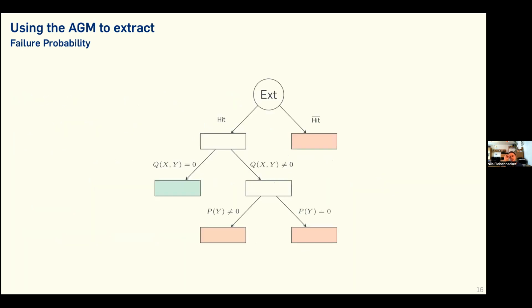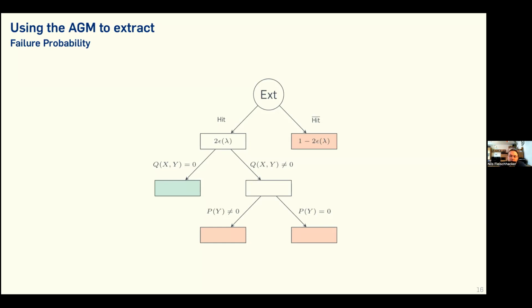So if we now look at the extractor, you can think of the extractor as being executed like in this tree, and they terminate whenever they hit a leaf. The red leaves are when the extractor has failed to extract. The green leaf is when the extractor was successful in extracting. And the question is now, what is the actual probability that the extractor is successful? At the beginning, we argued that the probability that S is actually queried, so the probability that hit occurs, is at least 2 epsilon.